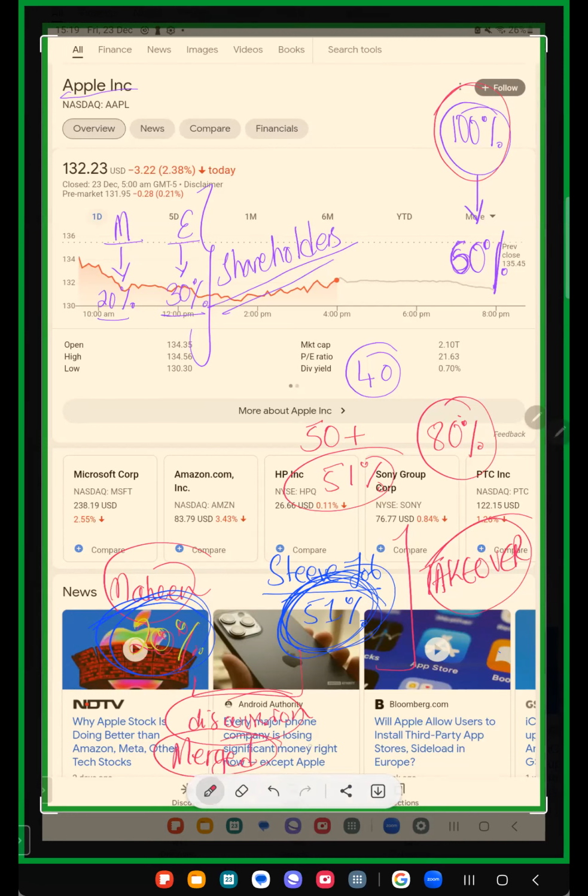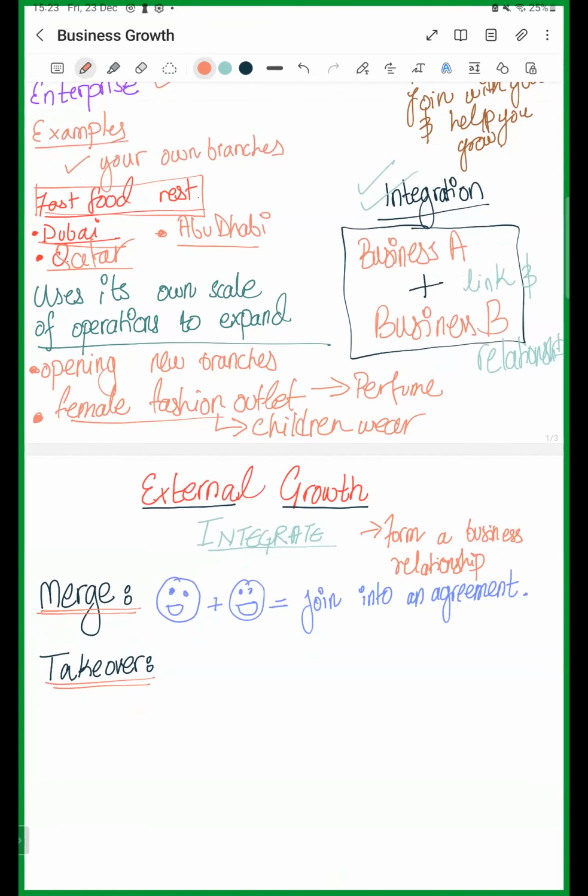But what happens in a takeover is that Steve doesn't discuss it with me, but instead he outbuys my ownership. And now he has 50%, 51% of ownership. Anything above 50% is obviously their ownership, because he now has more than half of the ownership. That means I have a lesser say in my company. Do you get the difference? Yeah. Okay. So let's have a look at the definition.